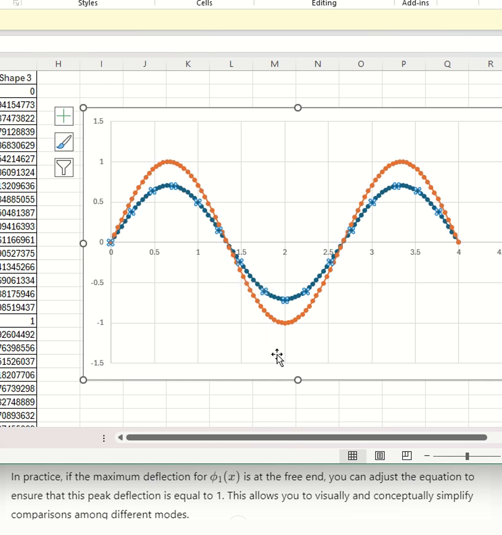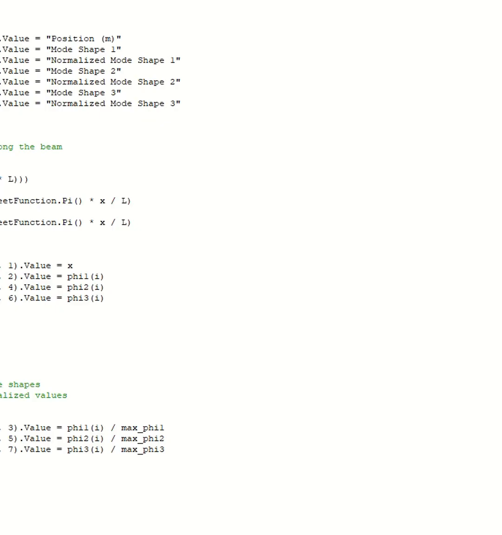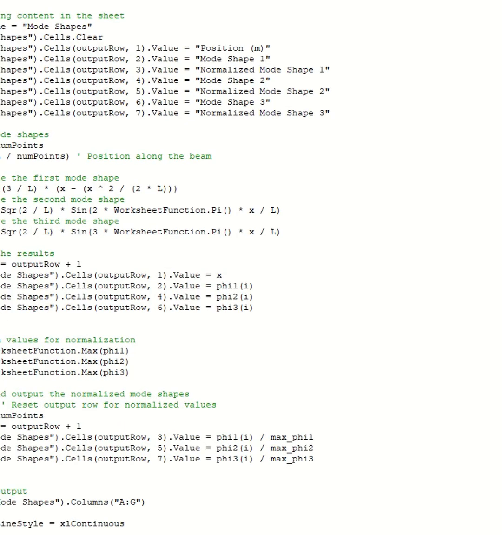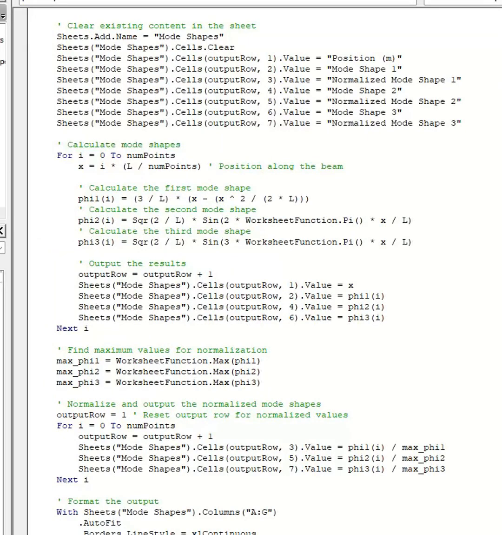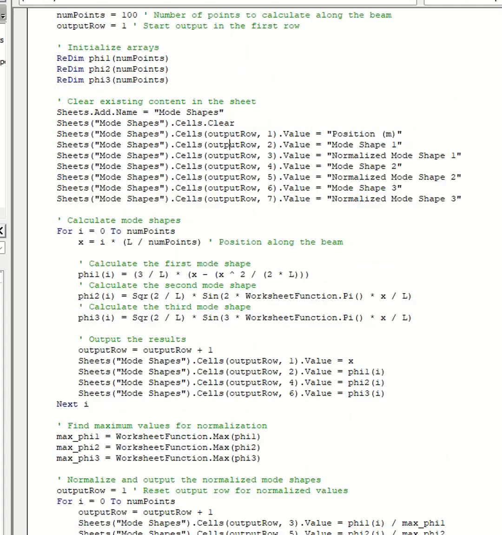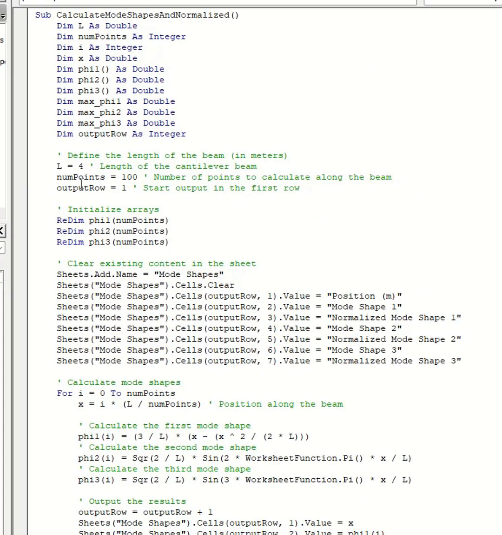Here we can see the code for this one. First we will add a sheet named mode shape 1, and then all the contents we are clearing, and output row starting with 1 itself, because we are starting with the length 4 meter, number of points 1, output row 1. So we have added a sheet mode shapes in that, and all cells will be cleared.